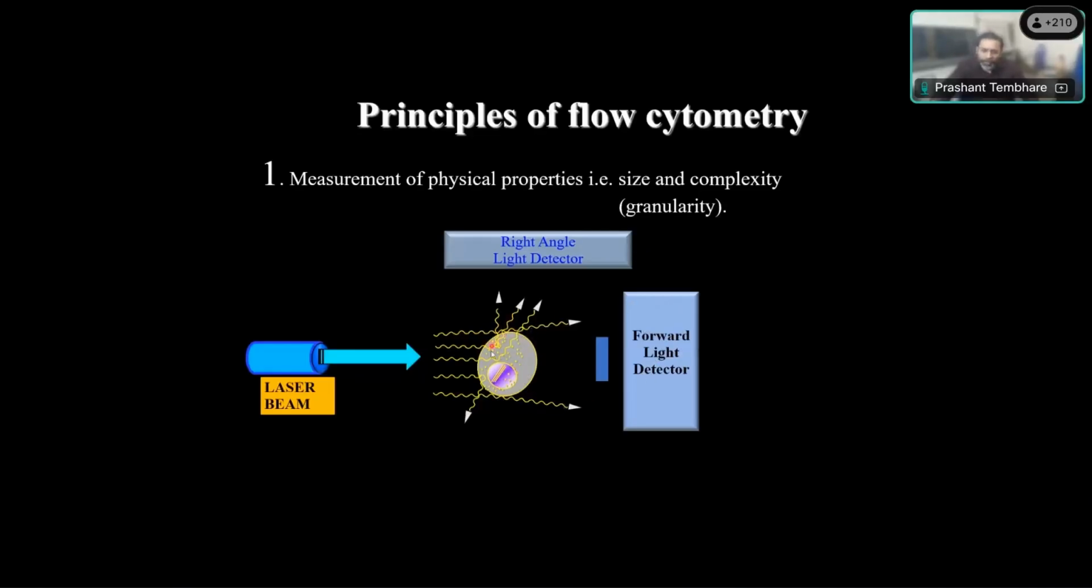So based on the size of the cell, the diversion of the light going in the forward direction changes. That means if the diversion is less, the size of the cell is small. If the diversion of this forward light scatter is high, that means the cell is large. This diversion is called the forward scatter. The diversion is defined as scatter. So if the forward light scatter is high, the cell is large. If the forward light scatter is less, the size of the cell is small. So based on that, we know the size of the cell.